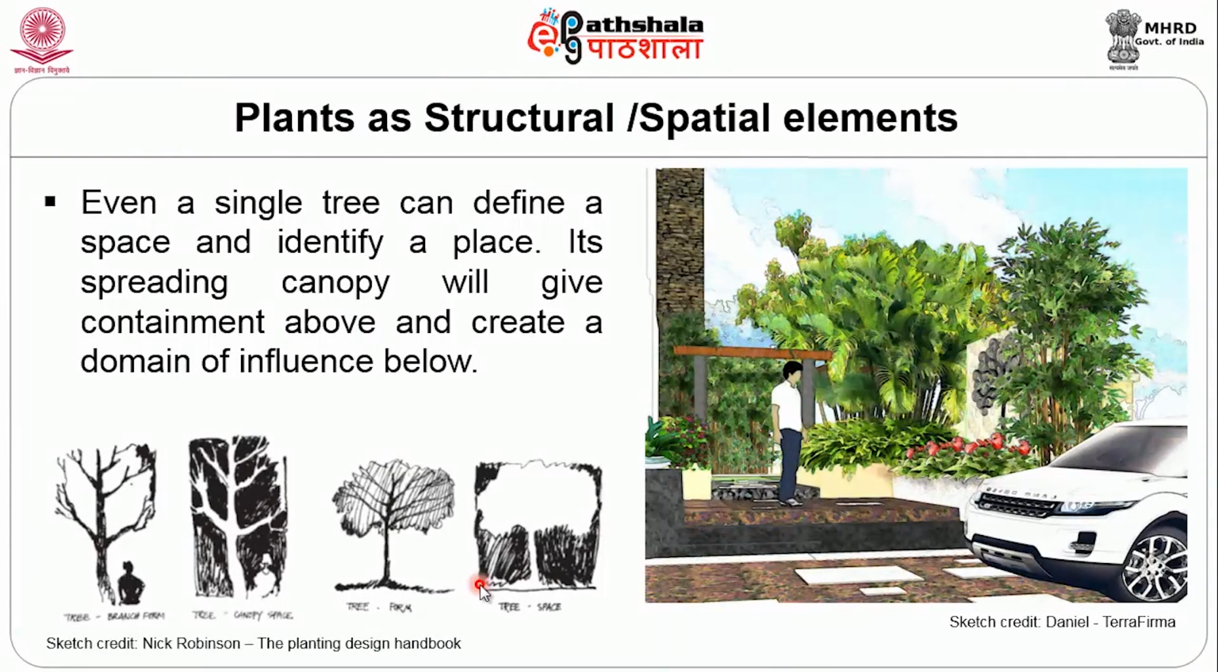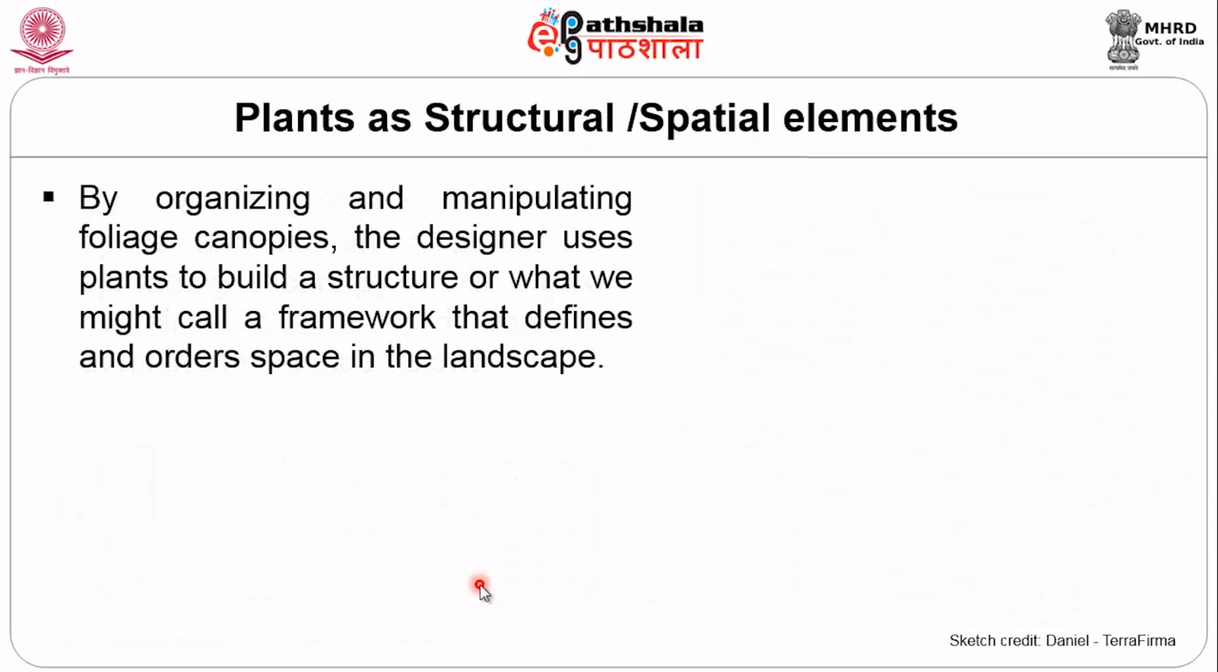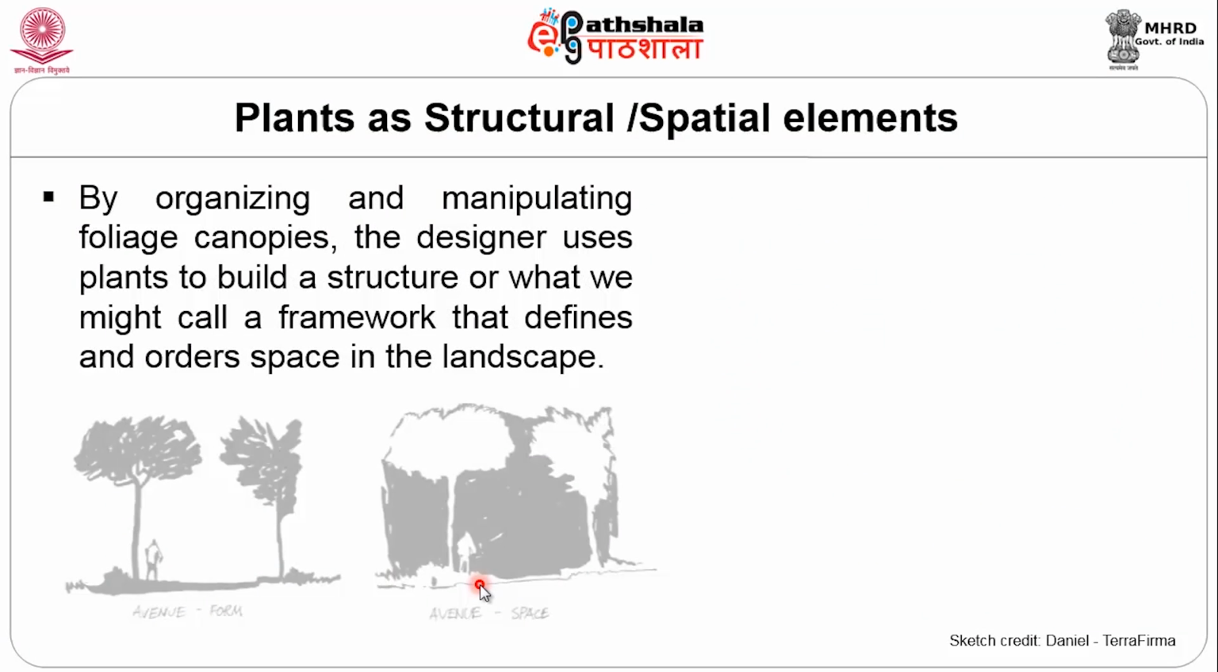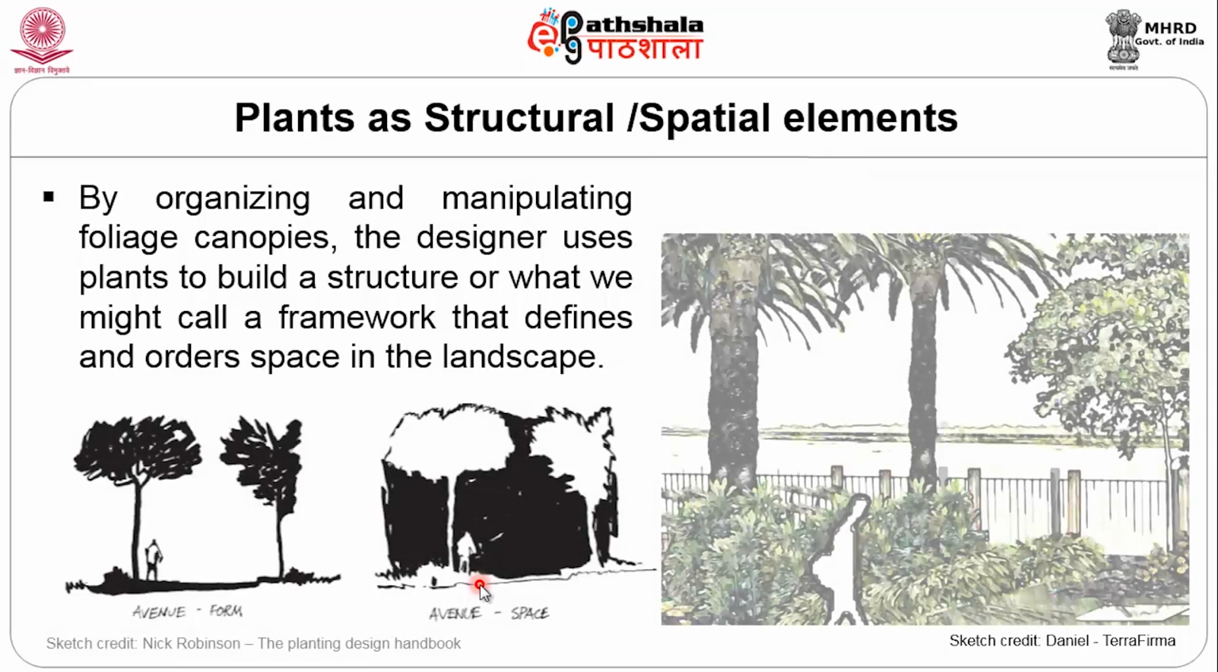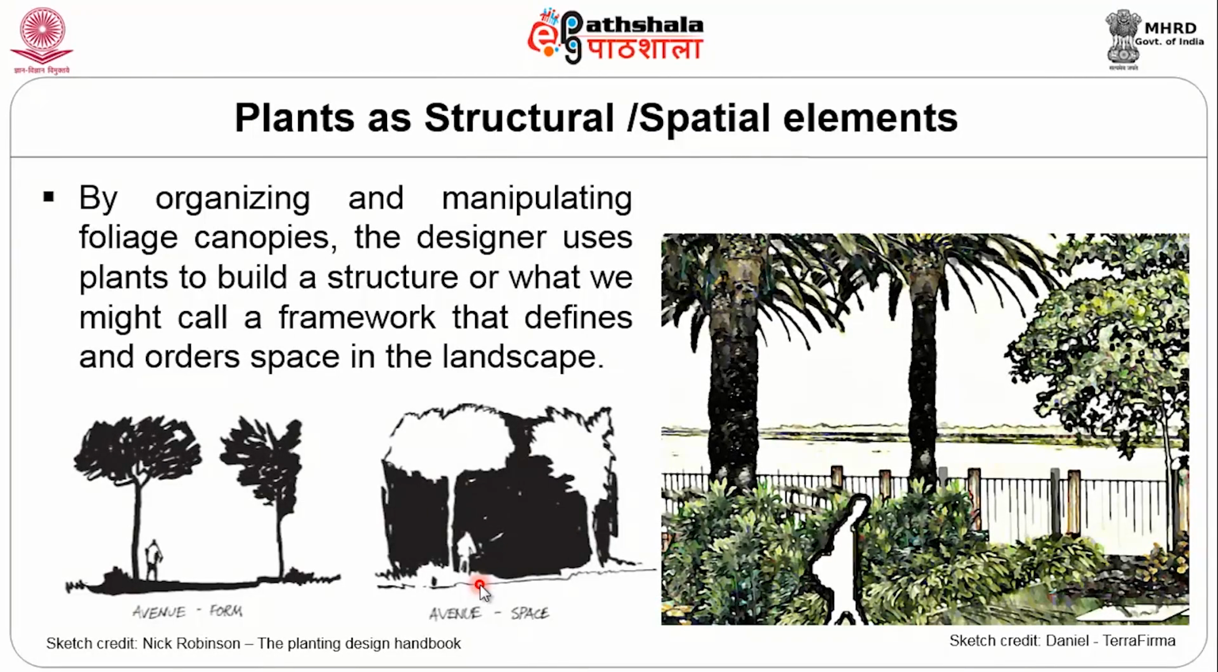It does not necessarily have to be a group of shrubs or even a layer of a ground cover, but even a single tree as such can create a particular kind of space, or it can influence a particular kind of space under its own domain. So it is very important that we create the right kind of influences that we intend to in the planting design process itself. By organizing and manipulating foliage canopies, the designer uses plants to build a structure, or what we might call a framework, that defines and orders spaces in the landscape.